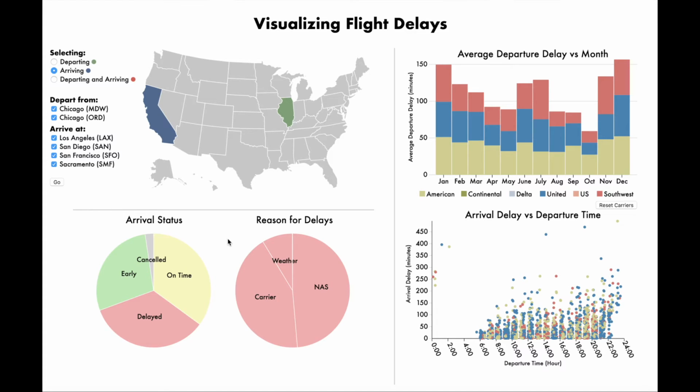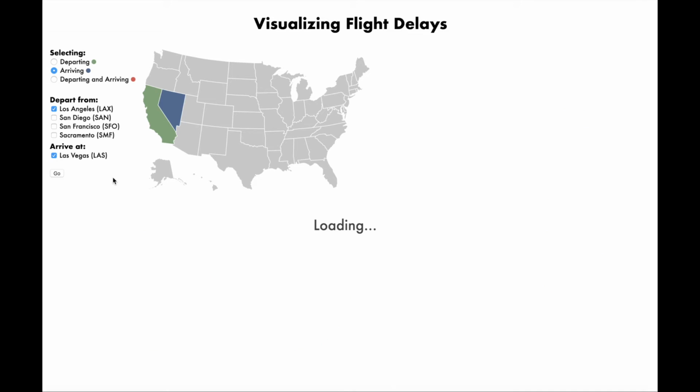Now that we understand the different visualizations, let's answer some questions that users might have. First, which airlines fly from Los Angeles to Las Vegas, and which airline is the most likely to be delayed during the month of December? So first, we need to deselect the current states, and now we want to fly from Los Angeles to Las Vegas. Now that we've selected the proper states, we'll select Los Angeles and Las Vegas and then hit Go to update the visualizations.